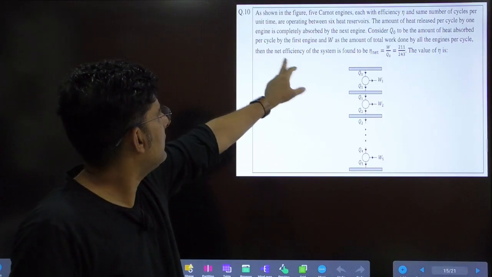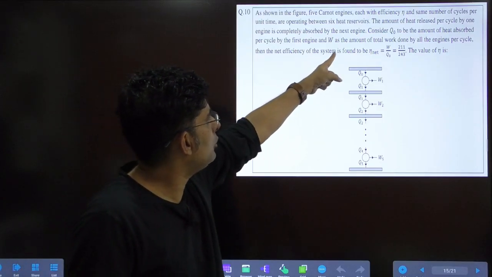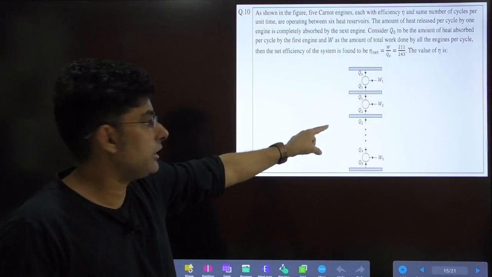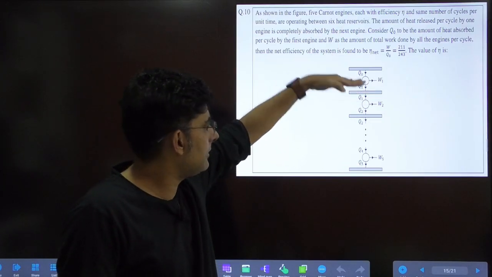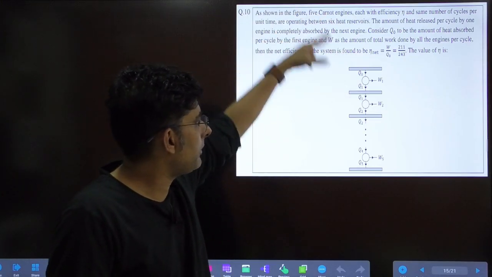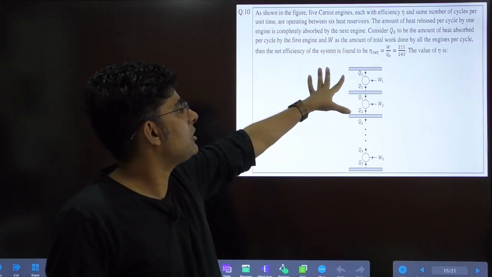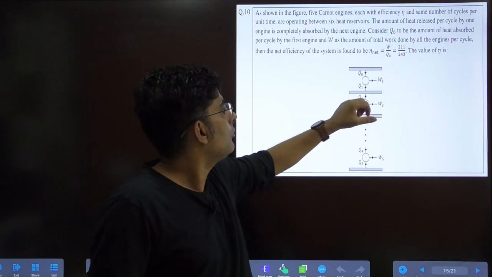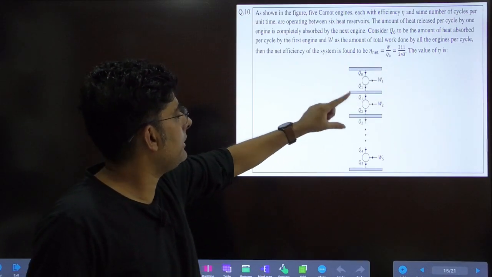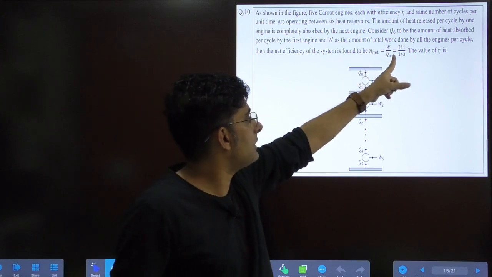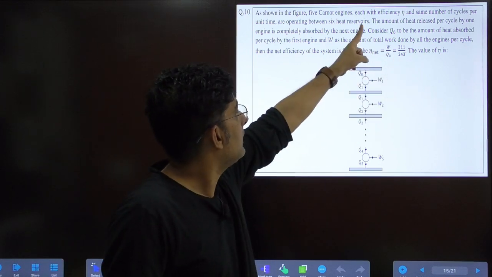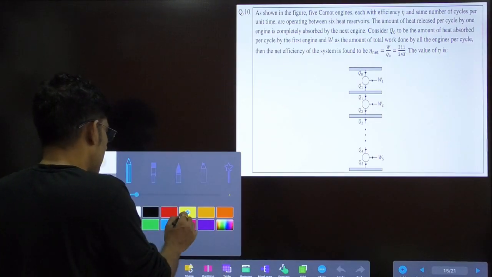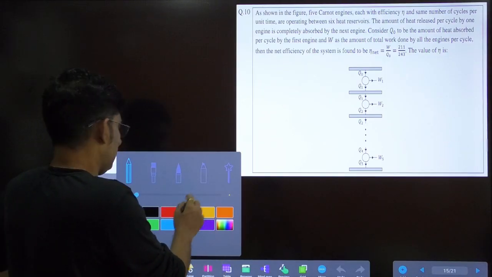Now Q naught is the heat absorbed by the first one, and work W is the total work done by all the engines. These two terms they have mentioned. Q naught is the heat absorbed by the first reservoir, and W is the total work done by all of them. So they are saying the net efficiency is W by Q naught, which is 211 by 243. So what is the value of eta? Net efficiency is 211 by 243, and they are asking the efficiency of each engine, eta. So let's proceed with solving this question.